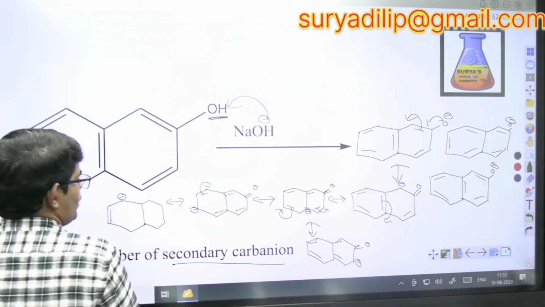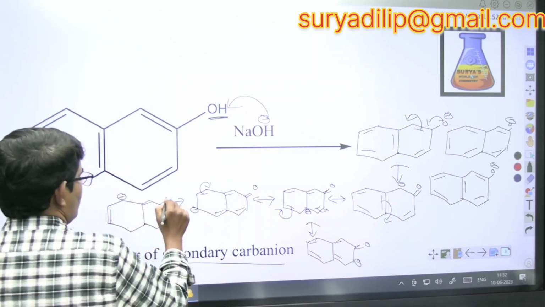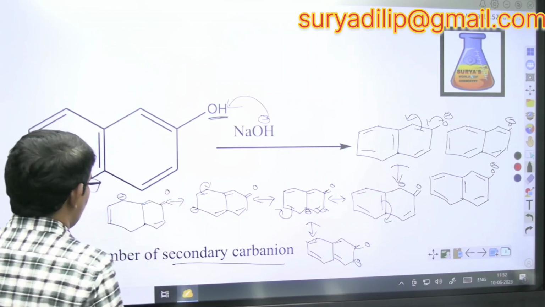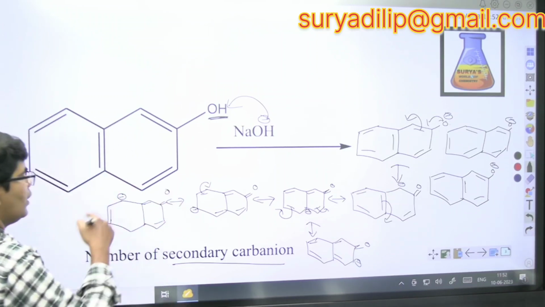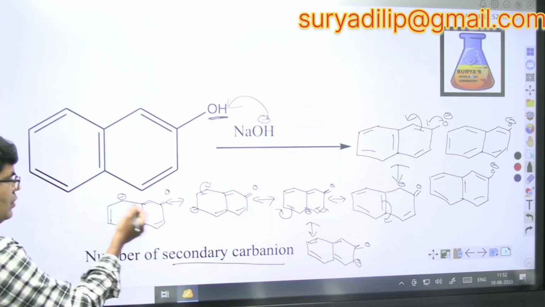You have a negative charge here and a double bond O, and another pi bond. Can this negative charge further be involved in delocalization? Yes, still.